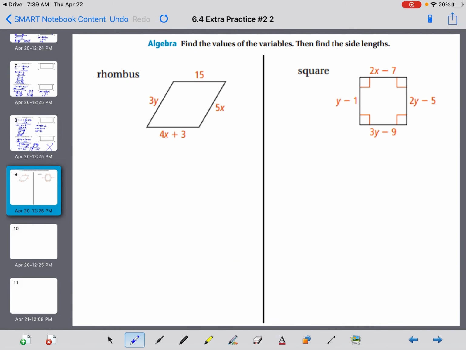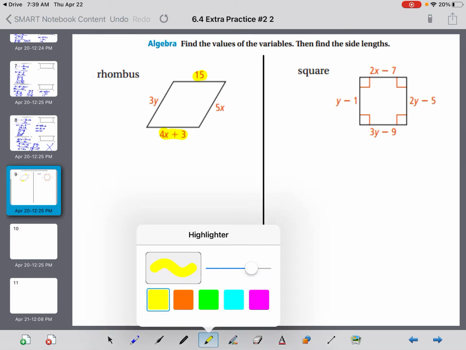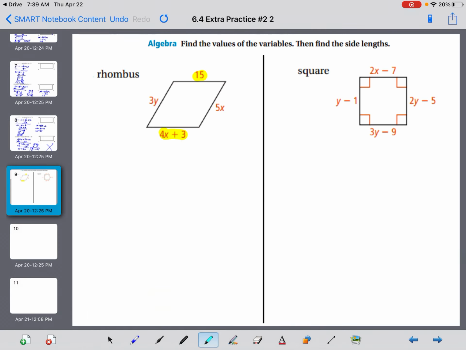Find the values of the variables, then find the side lengths. So, in this example, we're given a rhombus, which we know all the sides of the rhombus are congruent. Okay, so we need to figure out some sort of equation here. I see a 4x plus 3 equals 5x. And then I think we could use 3y and 15 together.